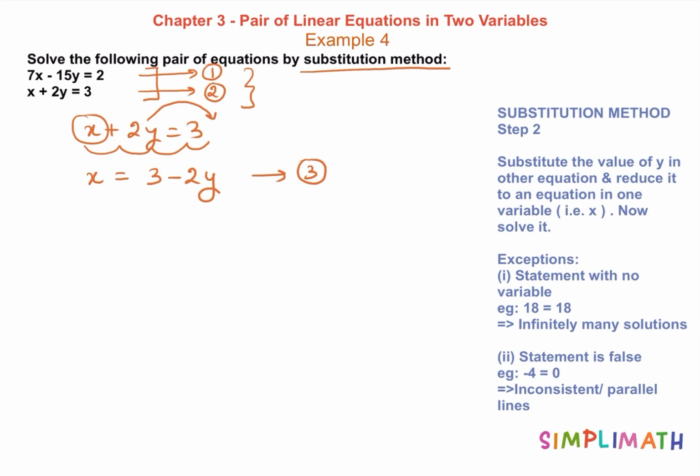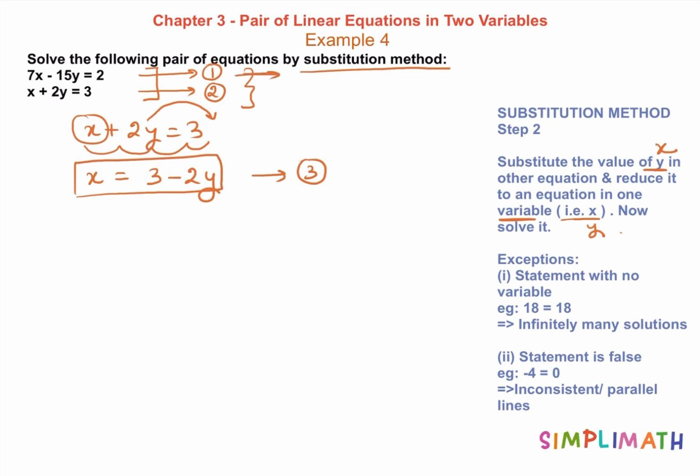Now step 2 of the substitution method says you substitute the value of y or x. Here we have found the value of x. So we are going to substitute the value of x in the other equation, that is in equation number 1, and we are going to reduce the equation in one variable, that is in terms of y. So now let us see how we are going to do. We are going to substitute this value of x in equation number 1.